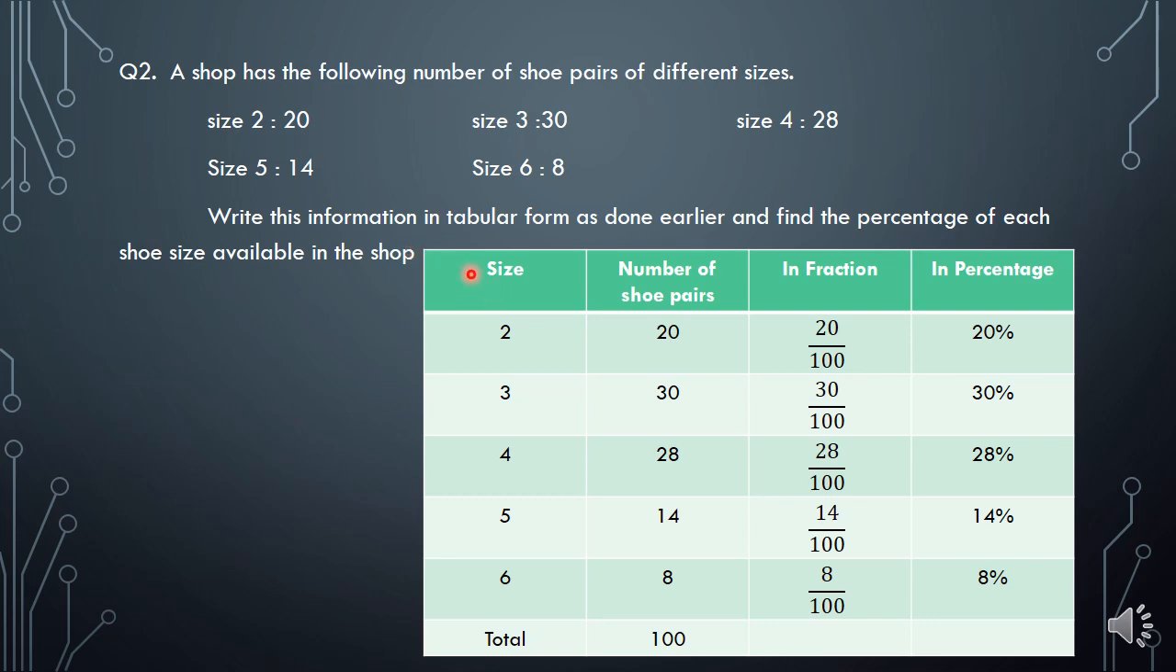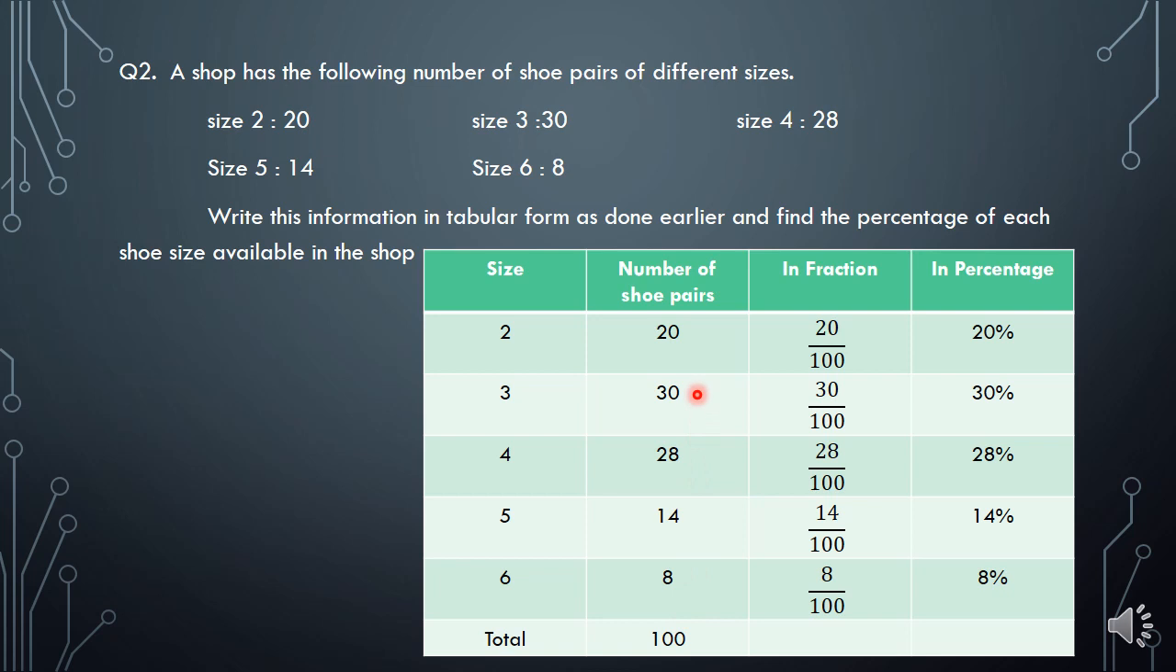So, sizes we make in one column. So we have different sizes 2, 3, 4, 5 and 6. Okay. And here, the number of shoe pairs given. So we are writing the second column for the number of shoe pairs. First size 2 is 20 pairs. Size 3 we have 30 pairs. Size 4 we have 28 pairs. And size 5 we have 14 pairs we write here. Size 6 we have 8 pairs. Now you know children, the total number is 100. So 20, 30, 28 and 14 and 8, when adding we get a total of 100.